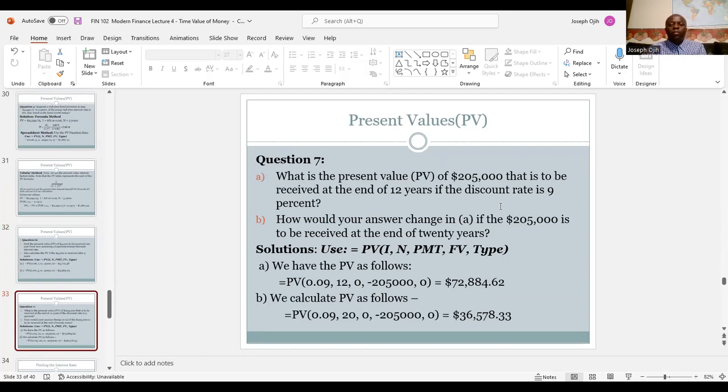It says, what is the present value of $250,000 that is to be received at the end of 12 years? If the discount rate is 9%, how would the answer change in A if the money is received at the end of 20 years? First of all, I'm going to use the Excel method for this.